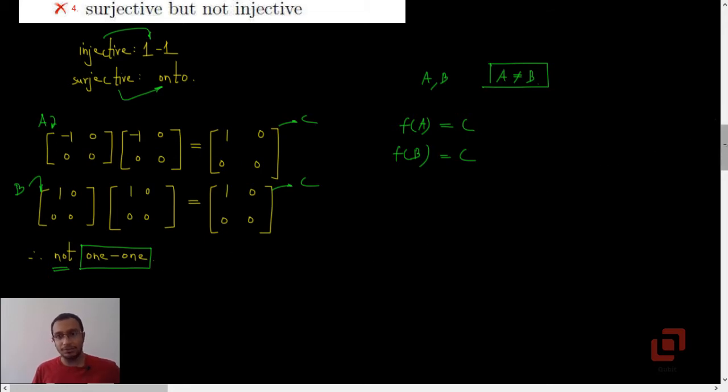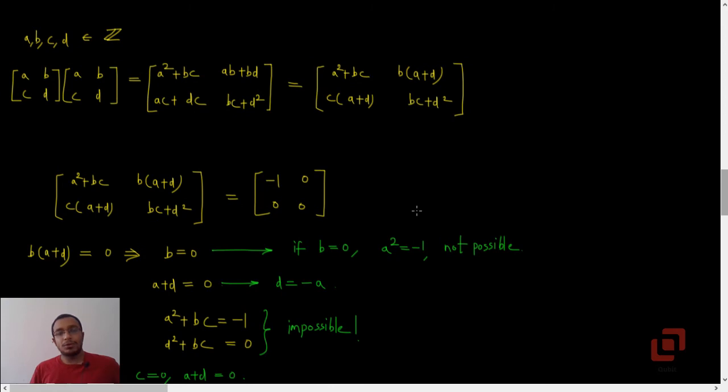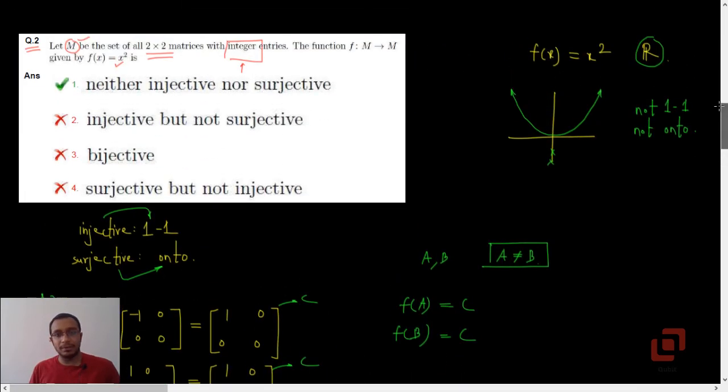Now let us check whether it is onto. To prove that it is not onto, it is enough to consider any element in the codomain of the function, which happens to be the set M, and show that there is no element in the domain which gets mapped to that particular matrix. Again here we go back to our example in the set of real numbers: the number -1 doesn't have any pre-image under f, because -1 cannot be the square of any real number.